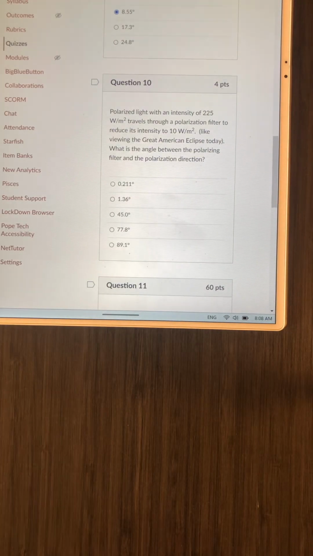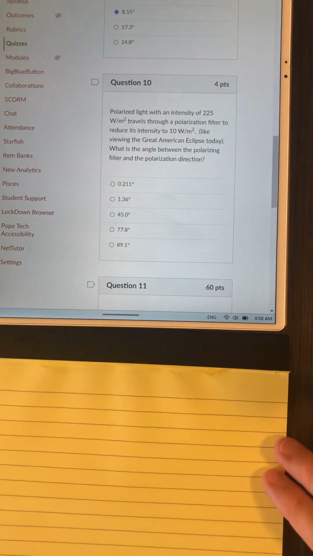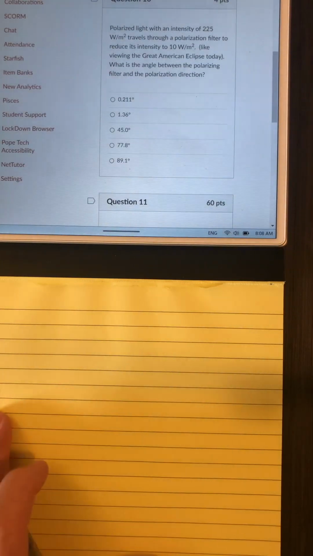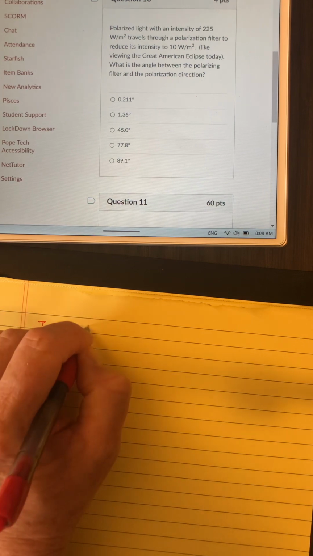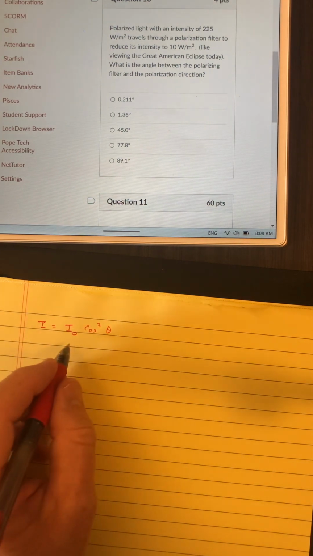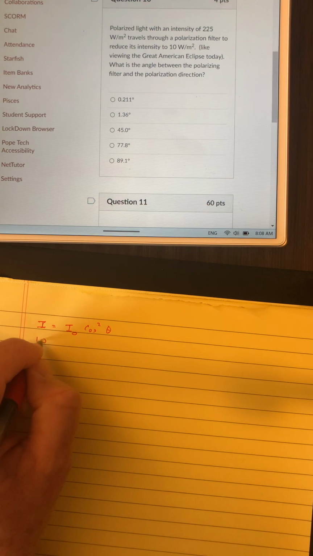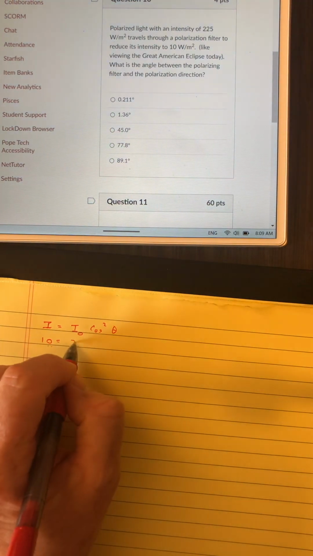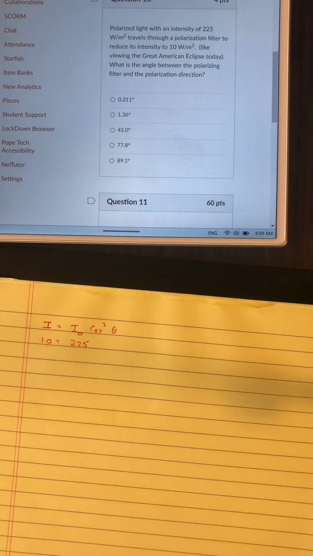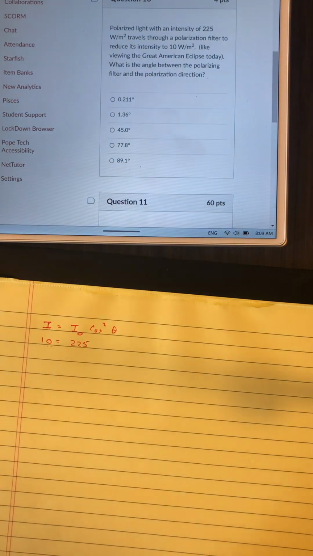And in this case, I'm going to use the equation that says if you take the original intensity and you multiply it by cosine squared of the angle between them, you get a reduced and smaller intensity on the other side. So the math here is to make the intensity on the other side down to 10, and it's 225 coming in and already polarized. In my case, that's because it went through the UV filter first, and that polarized it and reduced the intensity.